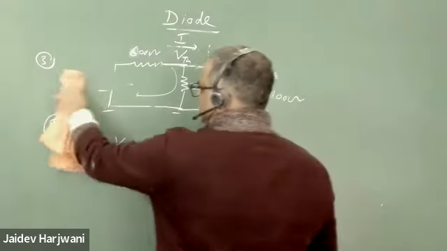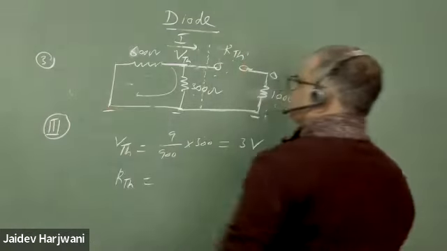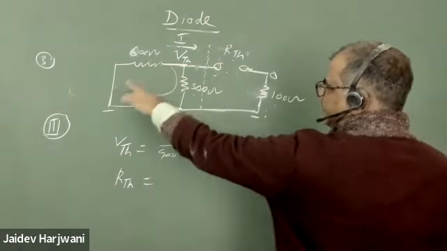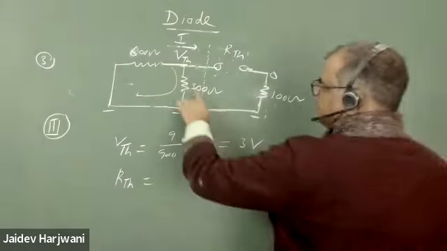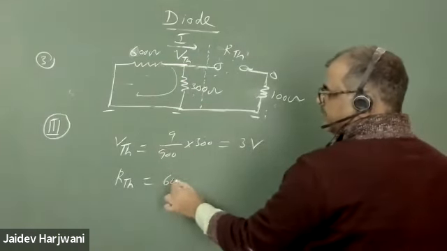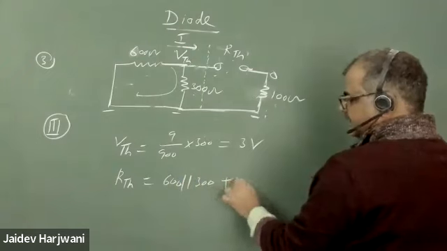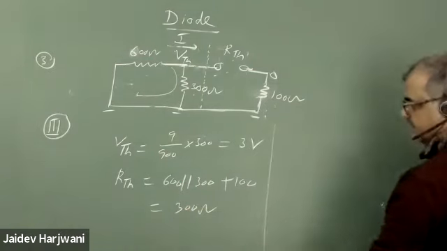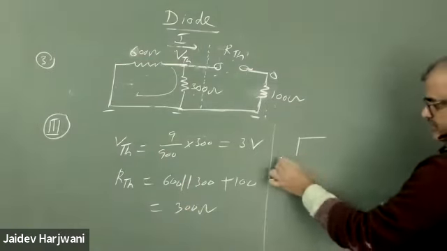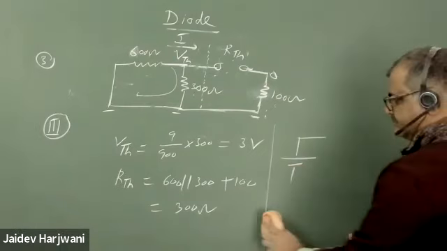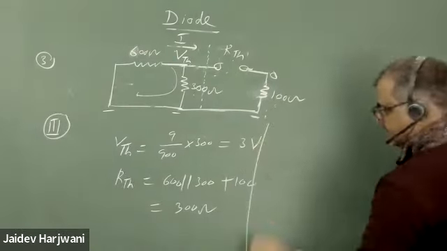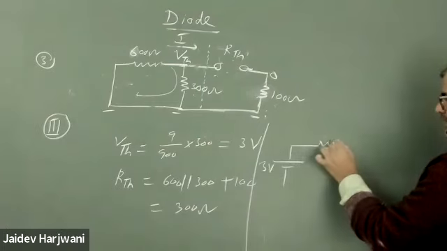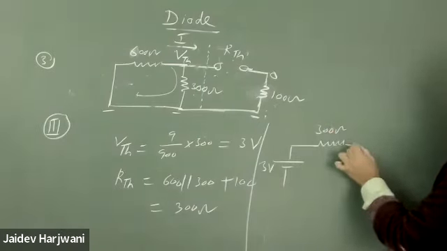For RThevenin, you have to make this short. So these two are parallel, and this is series. So how much? 600 parallel to 300 is 200, plus 100, this becomes 300 ohm. That means now I can replace this circuit by a new circuit with Thevenin 3 volt, and the resistance is 300 ohm.